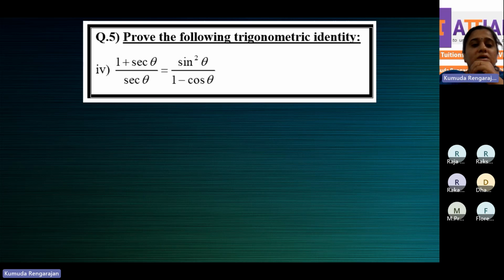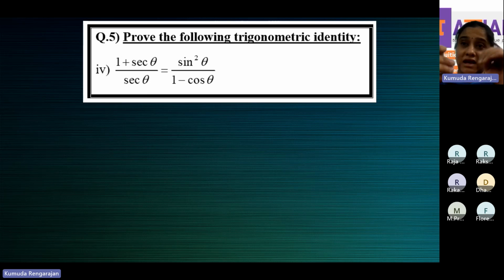This is the next one. 1 plus secant theta by secant theta is equal to sine squared theta by 1 minus cos theta. Sometimes, you can see the LHS and RHS, both of them are like, not that the LHS is very lengthy and the RHS is small. You understand what I mean? It's not that we have a lengthy expression on the left-hand side and the right-hand side is a simplified one. Here, both are like, you can either take up the LHS and arrive at the RHS, or you can even take the RHS and get the LHS. You can do it either way.